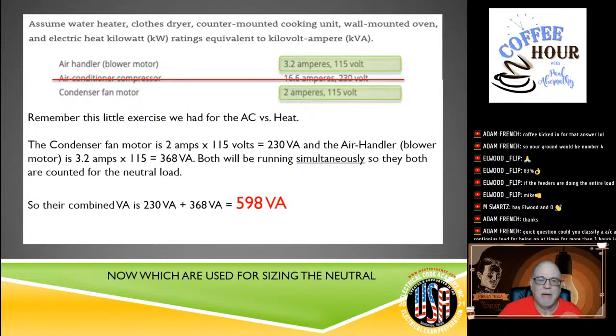So we had that air handler and we had the condensing fan. Again, we take those values that we calculated earlier. 3.2 amperes times 150 volts. That's how we get VA, by the way. Basic math, okay? So here we've got 230 for the condenser fan and we've got 368 for the air handler. Add those two together, 598 VA. Just add that to your list.